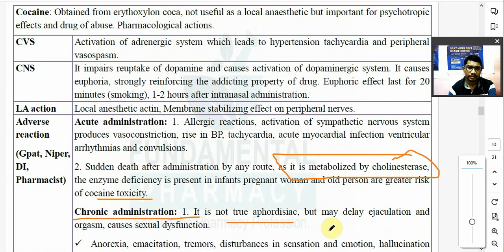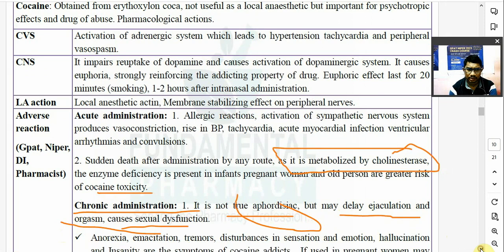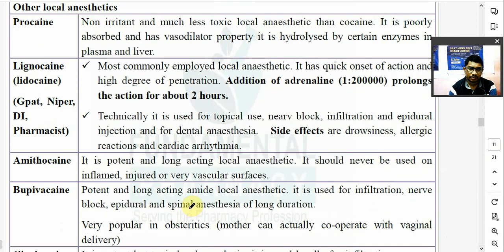Aphrodisiac means what? Which is a stimulant to your sex drive. But it is not a true aphrodisiac, but it may delay the ejaculation and orgasm. It can cause sexual dysfunction. Next, let's see. It produces the anorexia.